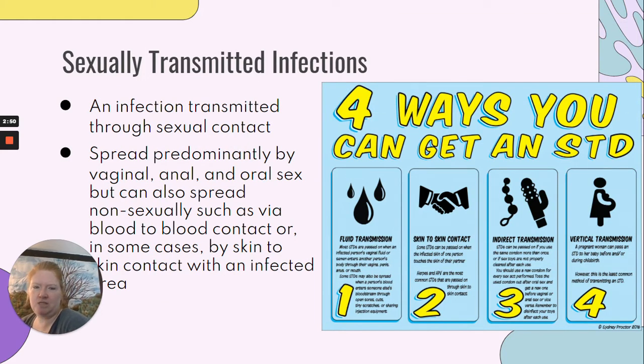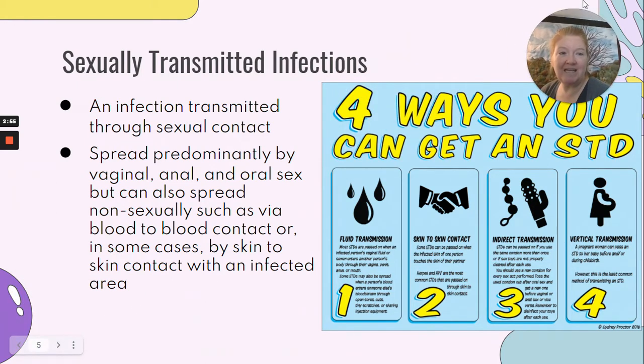Sexually transmitted infections. So again, previously it was called STDs. Again, changing that diseases to infections to kind of reduce some of that stigma associated with sexually transmitted infections. So how are they spread? Predominantly through vaginal, anal, and oral sex, but also some can be spread from blood-to-blood contact, or in some cases, skin-to-skin contact with an infected area. So skin-to-skin contact doesn't mean hand-to-hand, okay? But we'll talk about that when we get to the different types of STIs.